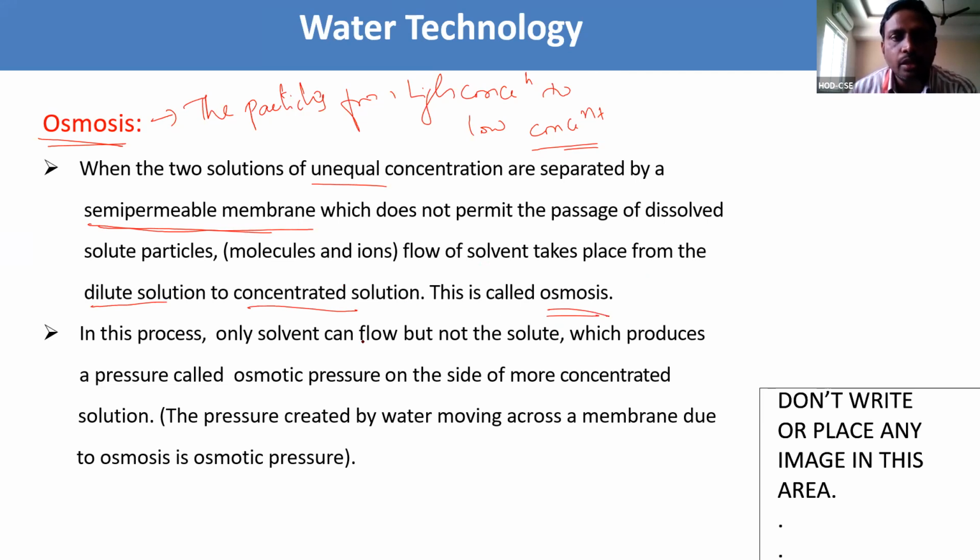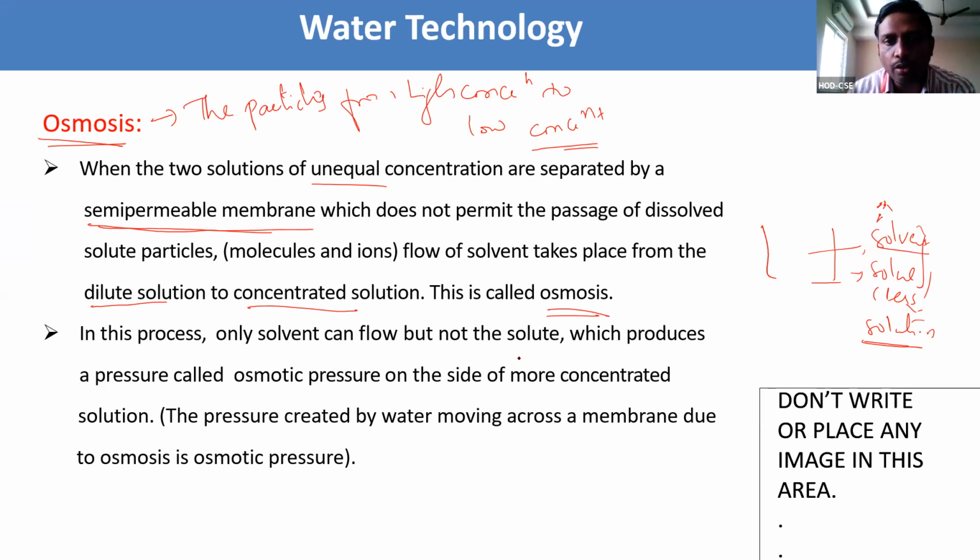In this process, solvent can flow but not solute. In a solution, there is a solute and a solvent. The solute is the less quantity, the less concentrated part, and the larger amount is the solvent. These two mixed together we call a solution.